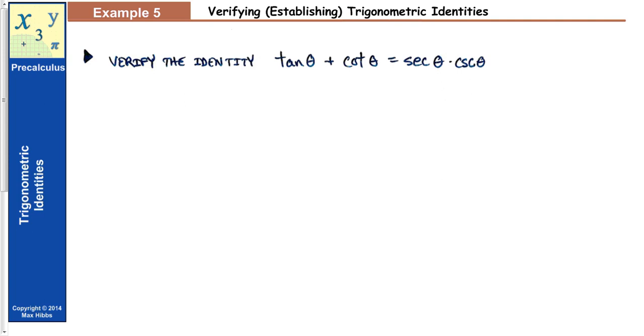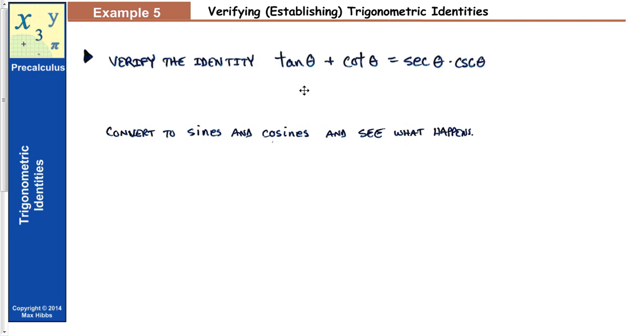This one's a little more involved. Verify the identity tangent of theta plus cotangent of theta is equal to secant theta times cosecant theta. It's maybe a little more difficult to decide what we think is the more complicated side because we always start with the more complicated side. And I'll tell you what my thinking is here, that addition is more complicated than multiplication. So for that reason, I'm going to one more time start with the left side.